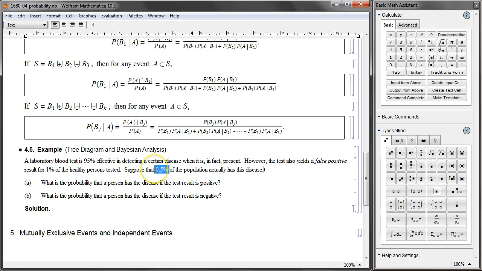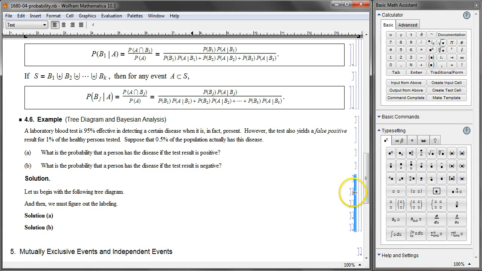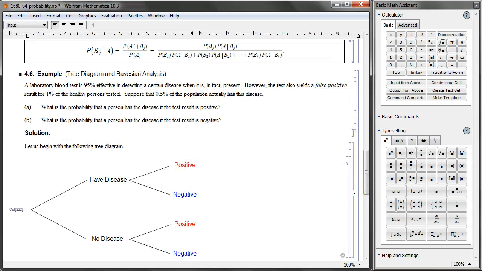On the other hand, this 0.5% of the population, it says of the population, the entire sample space. This is not a conditional probability. So there is a subtle distinction between these numbers, and you'll have to use the distinction to answer this question properly. Okay, let's begin with appropriate setup.